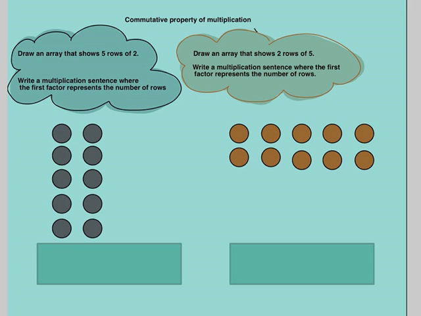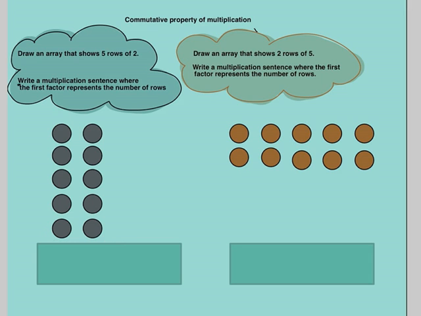The question here is, draw an array that shows 5 rows of 2. So here is an array that shows 5 rows of 2. So first row of 2, second row of 2, third row of 2, fourth row of 2, and fifth row of 2. And each row contains 2. That means the size of each group is 2.